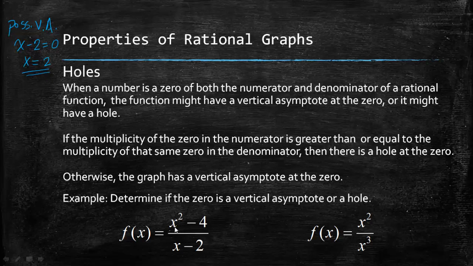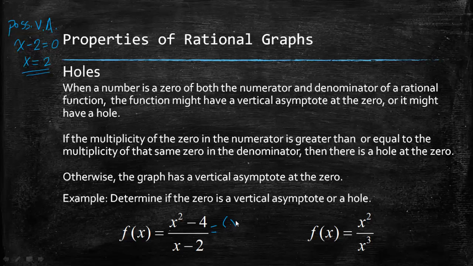Let's do that. 2 squared minus 4 is 4 minus 4, which is 0. So I do get a 0 in the numerator, and I also get a 0 in the denominator when x is equal to 2. That tells me, be careful. Let's find out if it's a vertical asymptote or a hole. So for that, I need to check the multiplicity of this 0, of x minus 2. To do that, I need to factor.